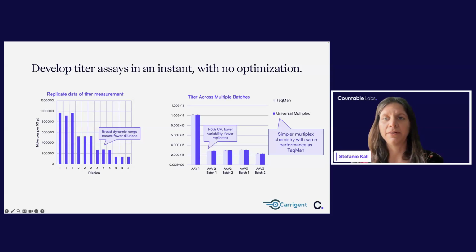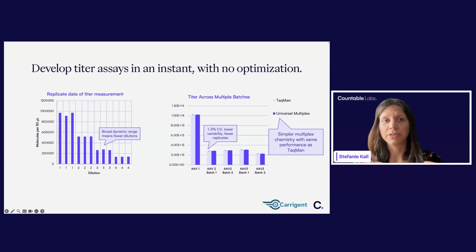When that gets back calculated into the actual titer, you can see on the right comparisons they did across a couple different batches. And actually, they were interested as well in moving into universal multiplexing in order to decrease that cost. And what they found is that TaqMan and universal multiplexing perform exactly the same in countable PCR. So you see really good reproduction between the two probe strategies.